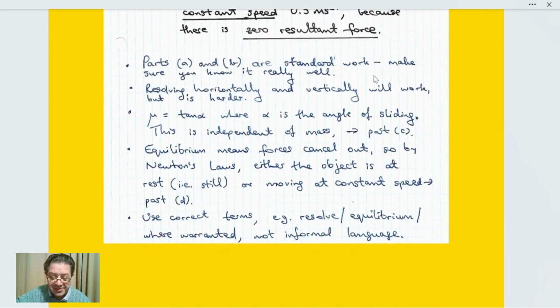Equilibrium, a technical term here in mechanics, means forces cancel out. So by Newton's laws, either the object is at rest, i.e. it's still, or is moving at constant speed. That is part D. And make sure in any explanations or descriptions you use the correct terms, e.g. resolve, equilibrium, etc., not informal language.